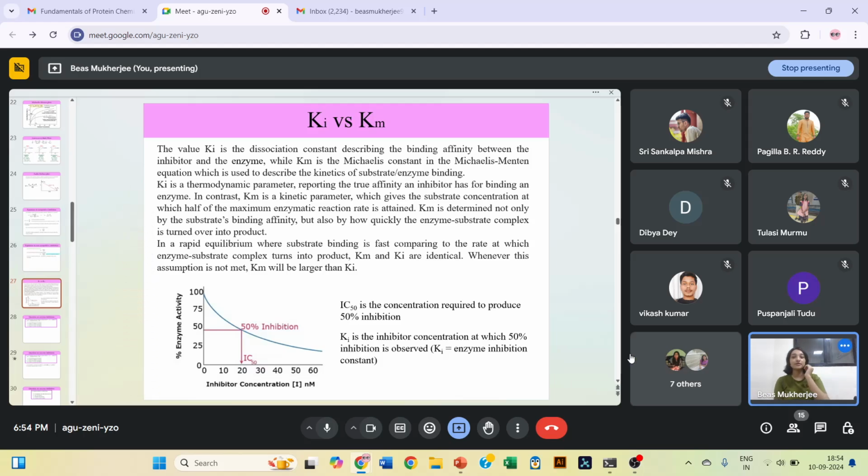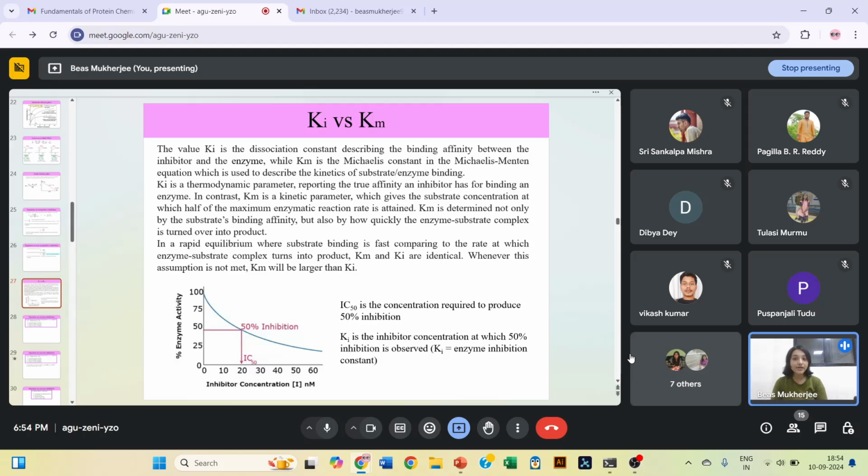Okay, great. All right. So what happens next is the Ki is a thermodynamic parameter reporting the true affinity of an inhibitor for the enzyme. In contrast, Km is a kinetic parameter which gives the substrate concentration at which half of the maximal velocity is attained in the reaction. So Km is determined not only by the substrate's binding affinity but also how quickly the enzyme substrate complex is turned over into the product.